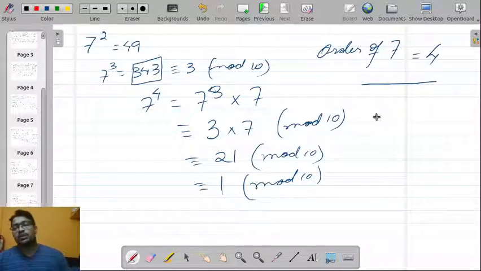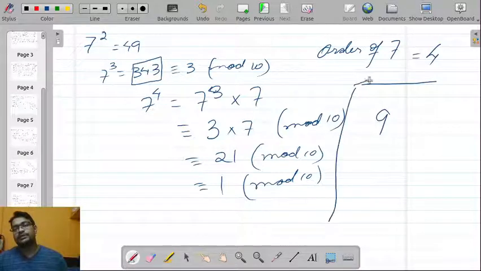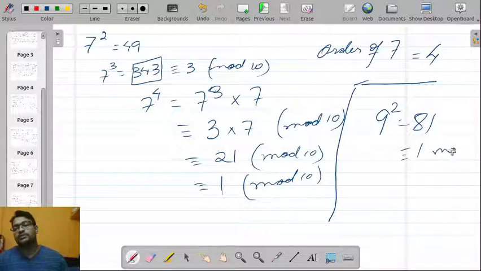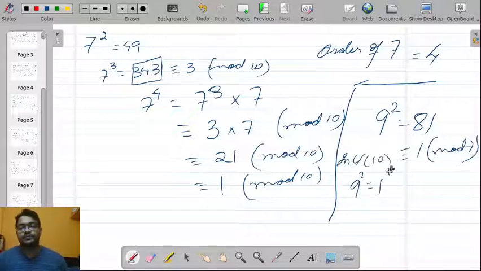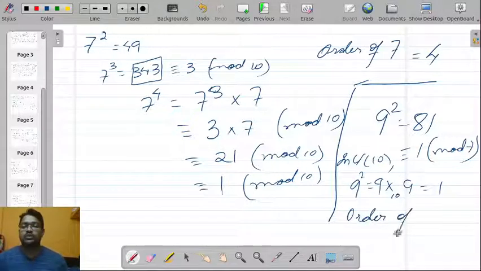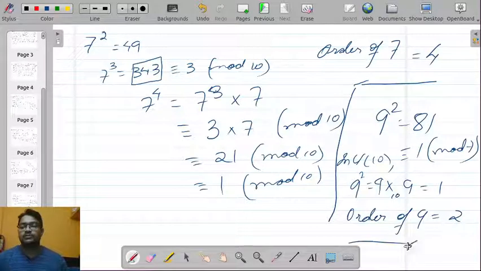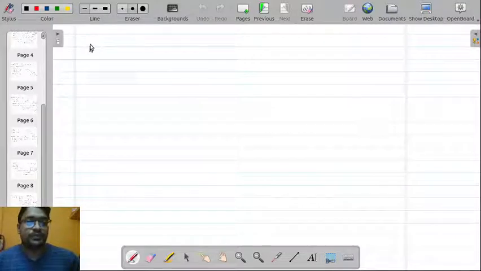What about 9? What is the order of 9? You see 9 squared is 81, and this is congruent to 1 mod 10. So in U10, 9 squared, which is 9 into 9 mod 10, is equal to 1. So the order of 9 is actually 2. That way we can find the order of elements of a group.